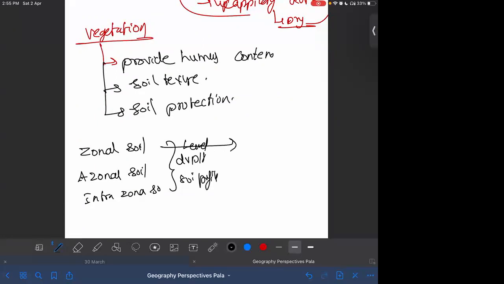Now, when you look at zonal soils, these are soils dominated by the active factors, active agents. Climate and vegetation dominated soils are what we call zonal soils.